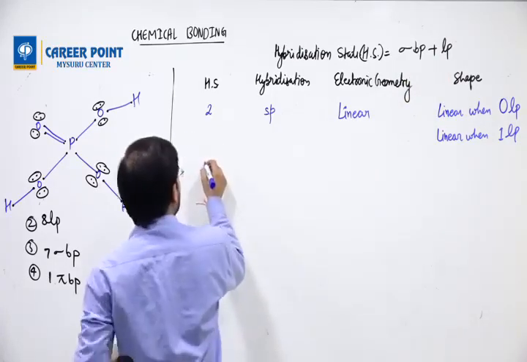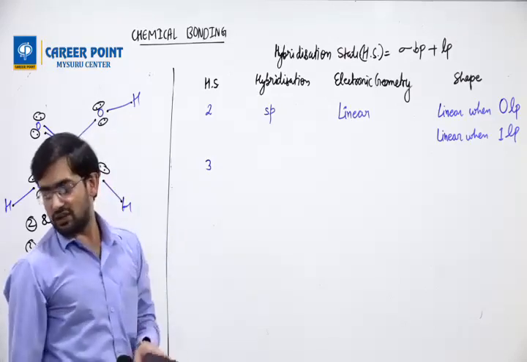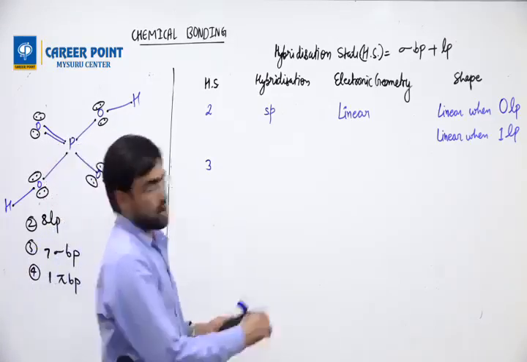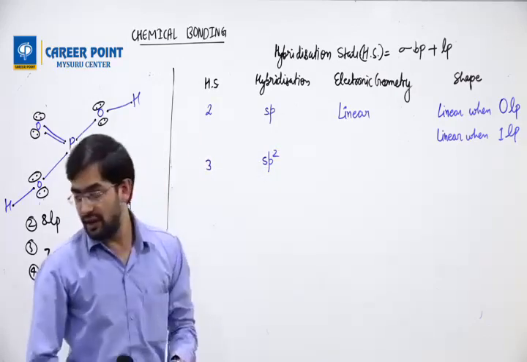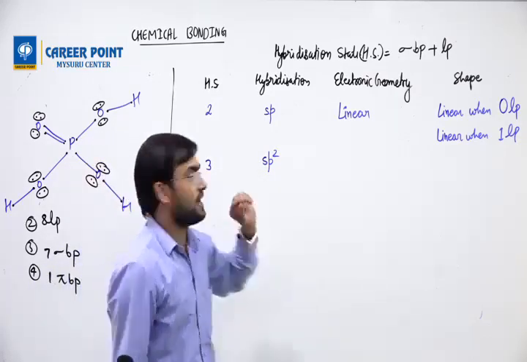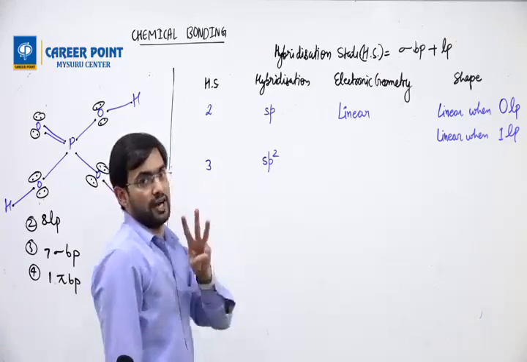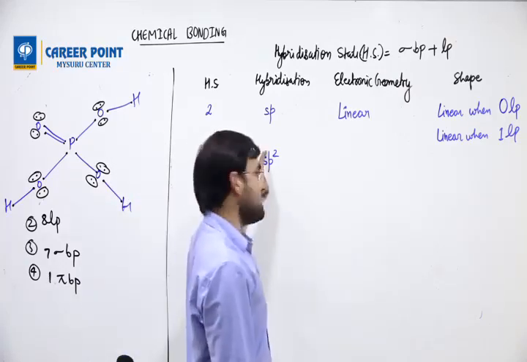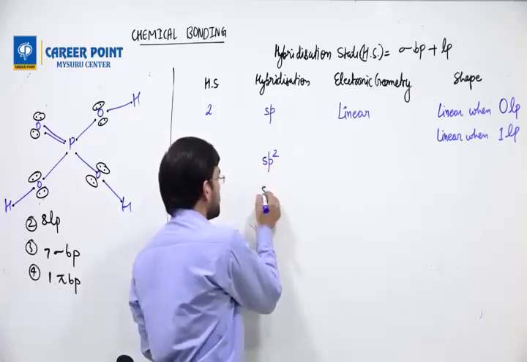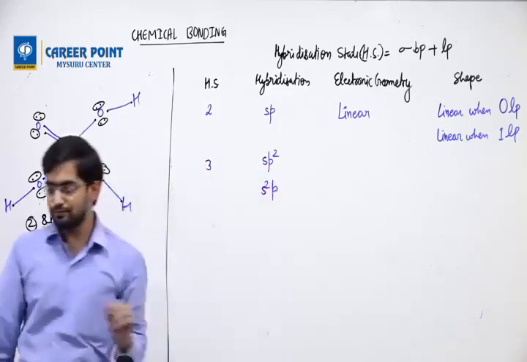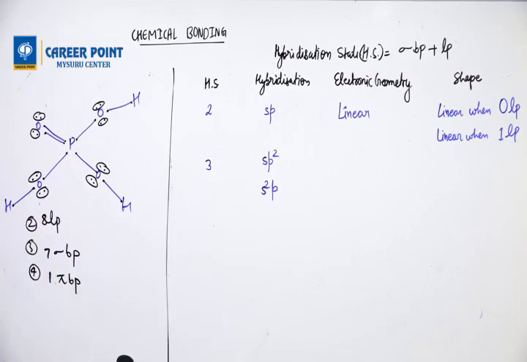Then the next value is 3. If you have 3, then it is known as sp2. How do I say it? There are 3 values, so I should write a total of 3 values. 1 here, so for p only I will be able to write 2. You can't write s2p. Who will tell me why not? Why can't I write s2p?